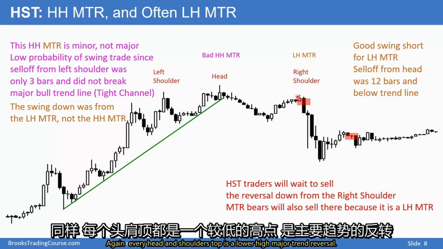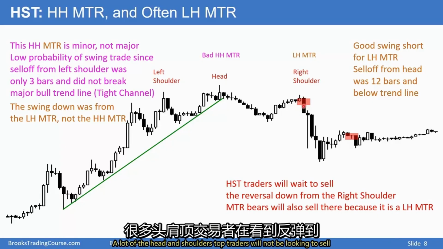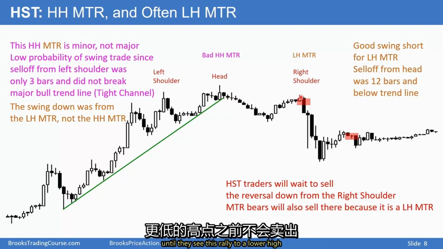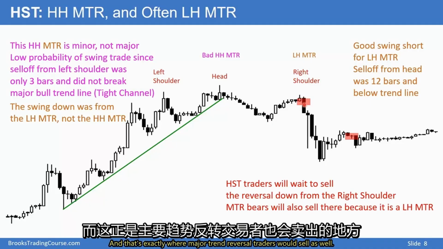Again, every head and shoulders top is a lower high major trend reversal. A lot of the head and shoulders top traders will not be looking to sell until they see this rally to a lower high, and then they'll sell the reversal down. And that's exactly where the major trend reversal traders would sell as well.